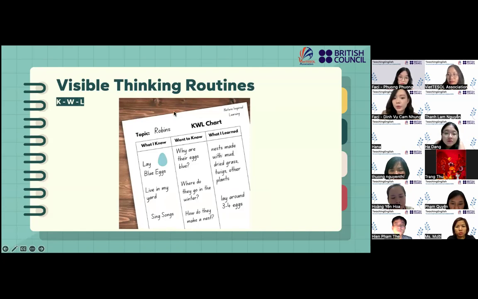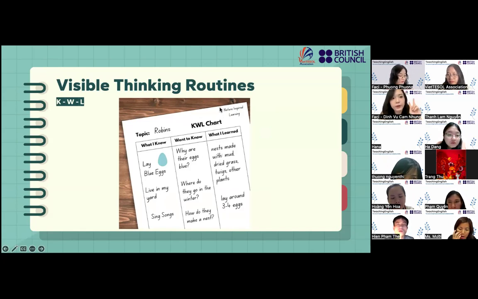Why are their eggs blue? Where do they go in the winter? How do they make a nest? And then what I learned about robins after the reading text: the materials of the nest, and the number of eggs that they lay each time. So that is the first visible thinking routine: Know, Wonder, and Learn. Okay.